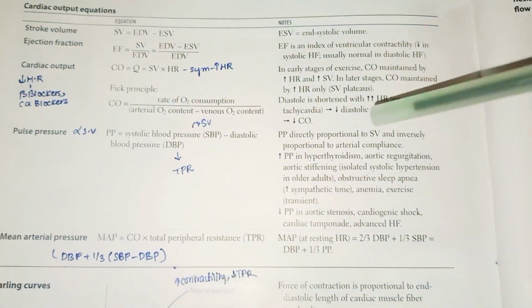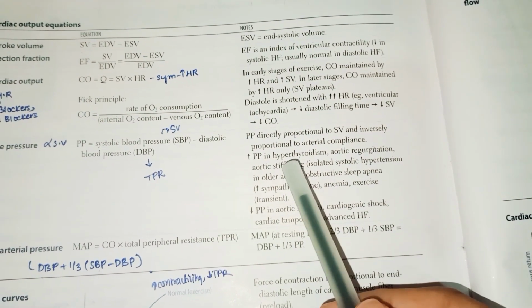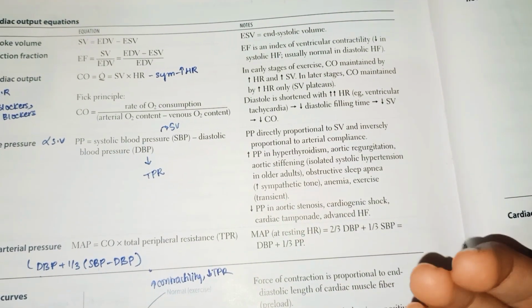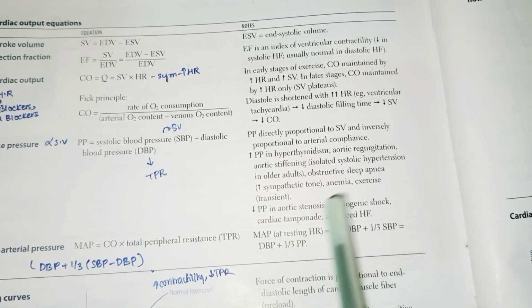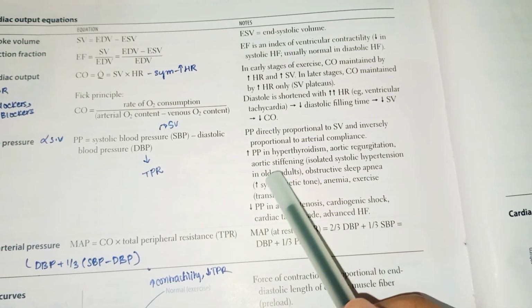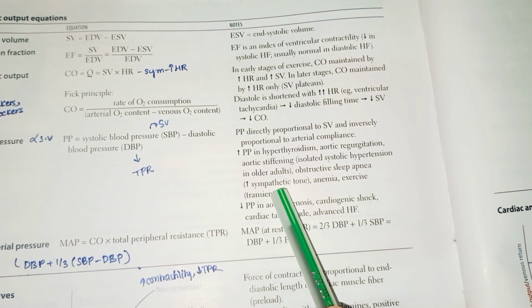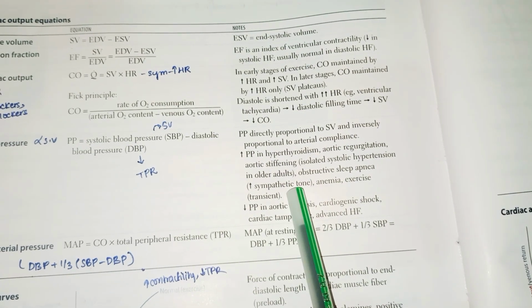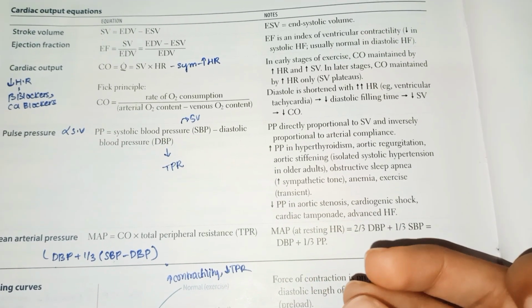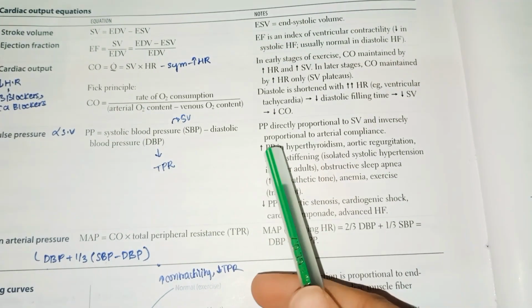So pulse pressure is increased in hyperthyroidism because in hyperthyroidism all metabolic functions are increased, so even pulse pressure is increased. And in aortic regurgitation, because more blood is coming back, that means stroke volume will increase whenever there is regurgitation, so that will in turn lead to increased pulse pressure. And whenever there is aortic stiffening because of more pressure, isolated systolic hypertension, and obstructive sleep apnea, where sympathetic tone is increased, and even in anemia, because in anemia there is low blood in our body, so our heart compensates by increasing more cardiac output, more stroke volume. So because of that there will be an increase in pulse pressure.